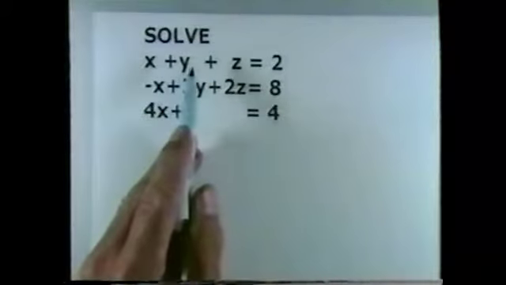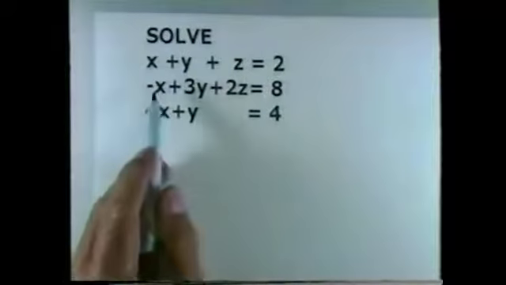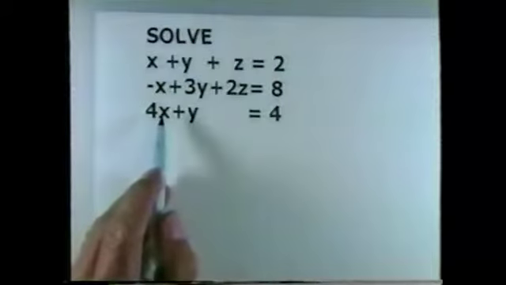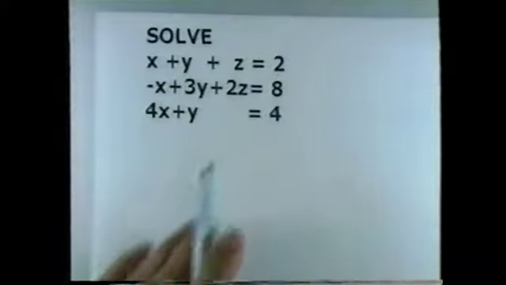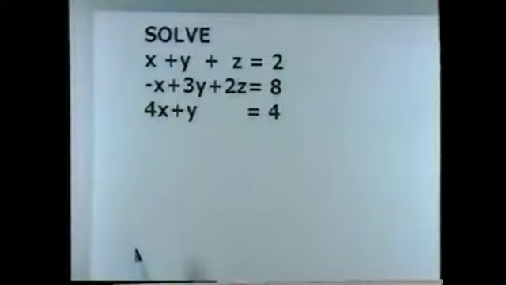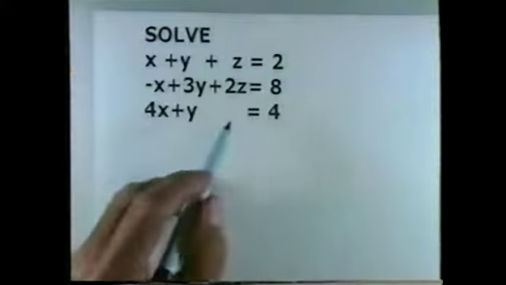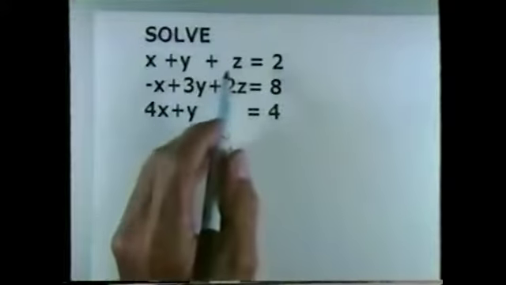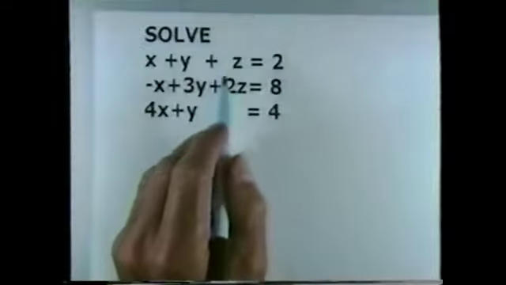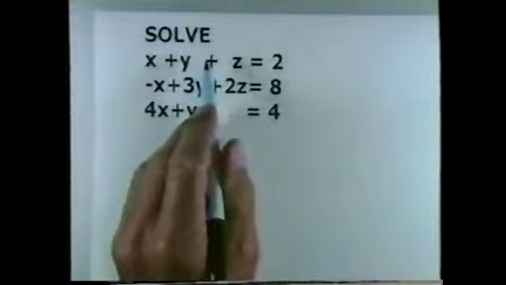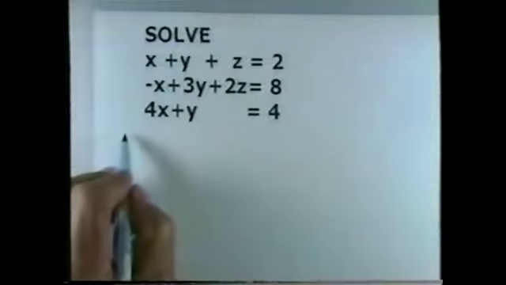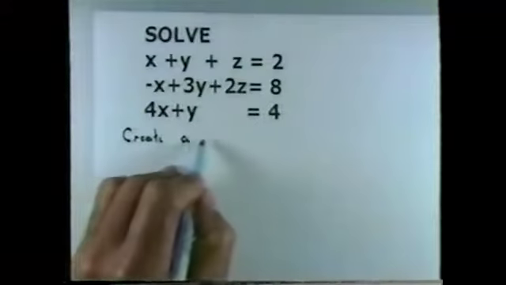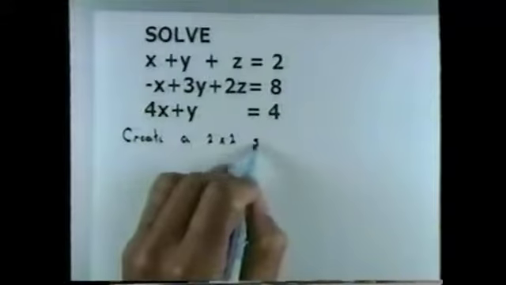Let's solve. x plus y plus z is equal to 2. x plus 3y plus 2z is equal to 8. 4x plus y is equal to 4. First of all, notice that the third equation is already missing a z. If we eliminate z from the first two equations, I will have two equations with two unknowns. So step 1 would be to create a 2 by 2 system.